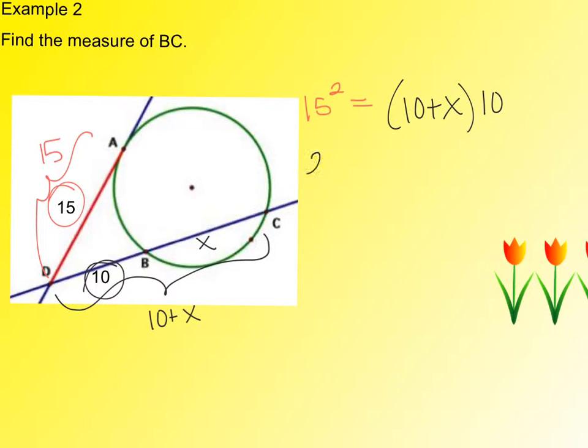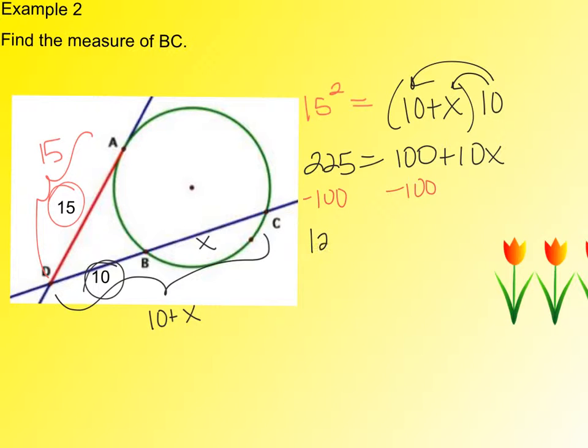I clean this up and I'm left with 225 is equal to, and I distribute here, 100 plus 10x. I can then subtract 100 on both sides, leaving me with 125 is equal to 10x. I divide both sides by 10, and I'm left with 12.5 for x.